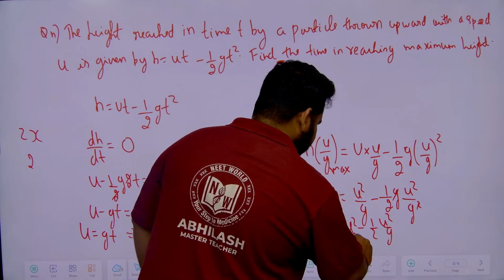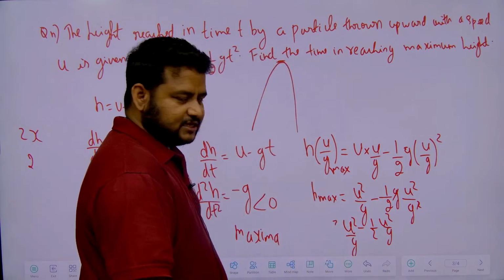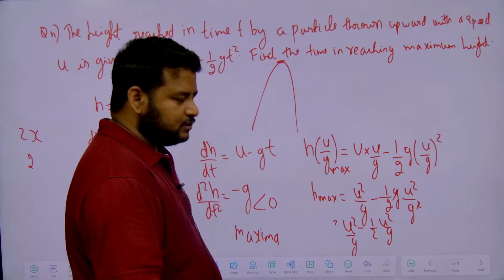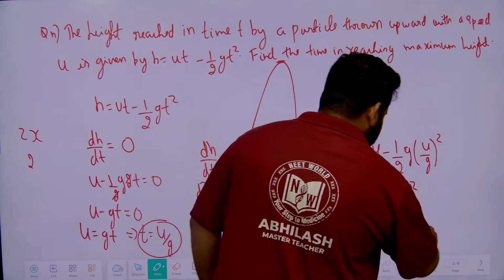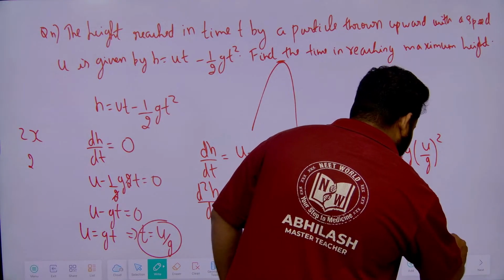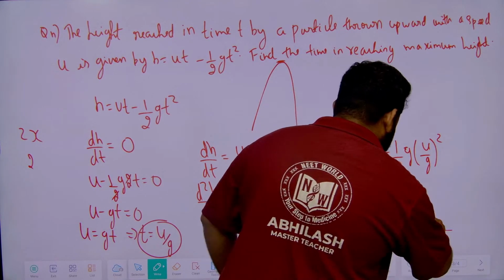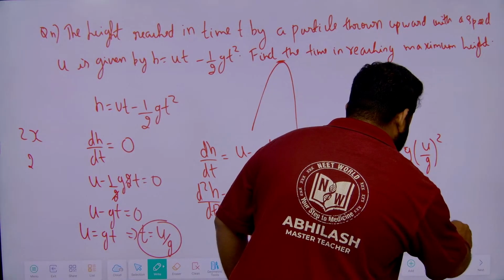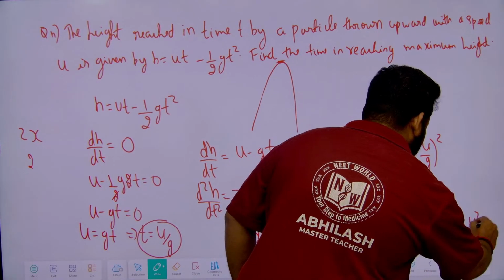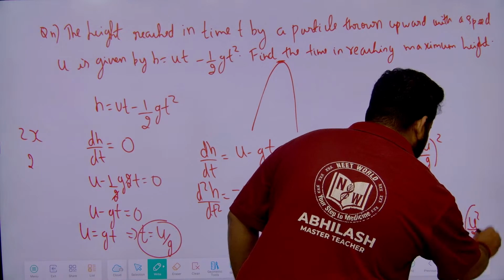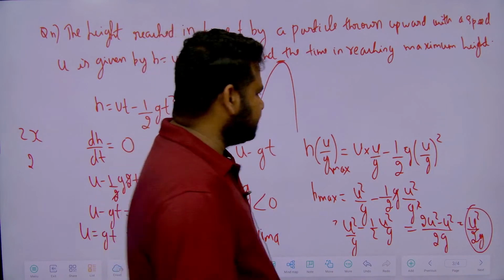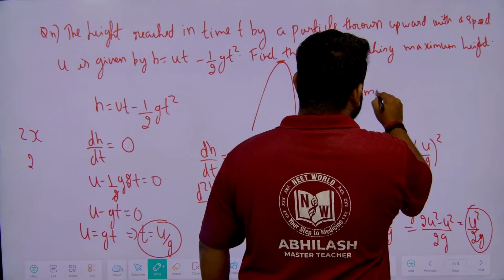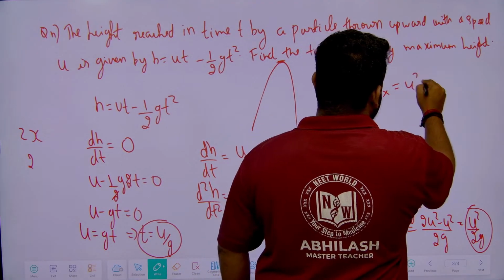Here also g is there. Now can I take the LCM? The LCM is 2g. So this will become 2 into u square minus u square, and I will have u square by 2g. So the maximum height, h max, is u square by 2g.